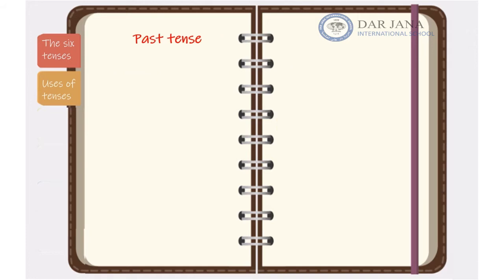Now let's move on to the past tense. Past tense is expressing an action that happened and completed in the past. So there are two cases here. First, it should happen at a particular time in the past, and should have been completed also in the past. If it's not completed in the past, then this is another tense. So it should satisfy two conditions: it should happen in the past and be completed in the past.